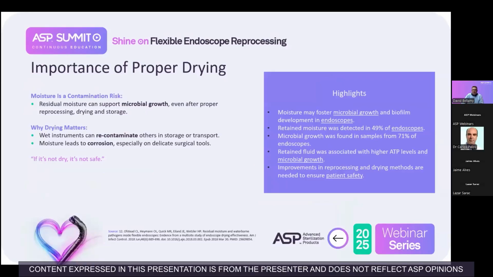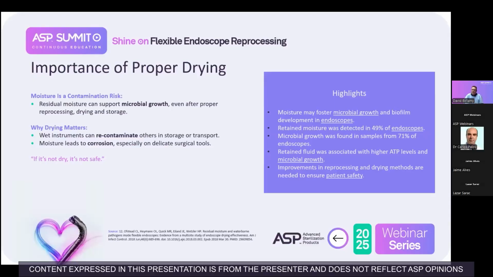Let's talk about the most underestimated but critical step in the reprocessing cycle, I feel. According to ISO 15883, drying is not optional. It's an essential component, and it should be a validated part of the decontamination process. ST91, GENSA, and AS 5369 all reinforce the same principle that if it's not dry, it's not going to be safe. Residual moisture is not just an inconvenience, it's definitely a biological hazard.